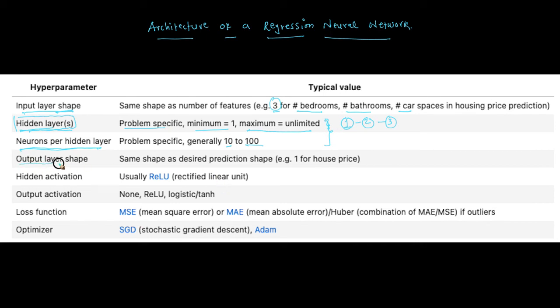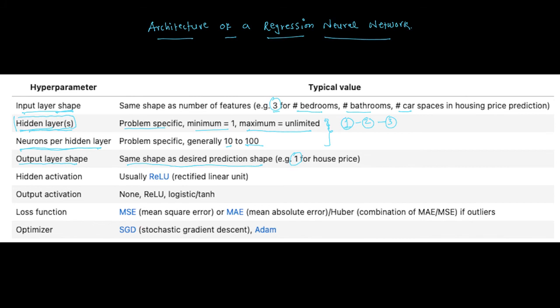Now the output layer shape, that means the number of neurons in the output layer. This is the same as the desired prediction shape, right? For example, the desired output is a single number here, right? In our case, the desired output is a single number. That means the number of neurons in the output layer should be 1, right? Because the housing price prediction problem asks what is the price of the house, right? So that's a single output we are getting. That's why we will require only one neuron in the output layer. So the output layer shape is 1.